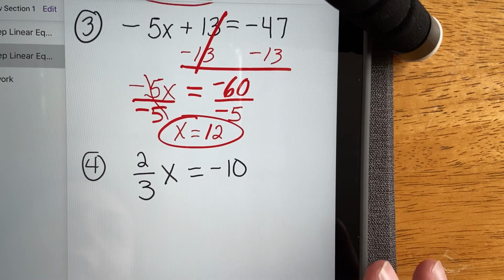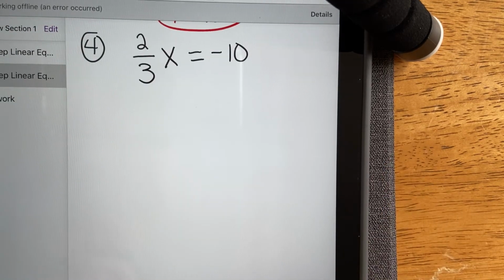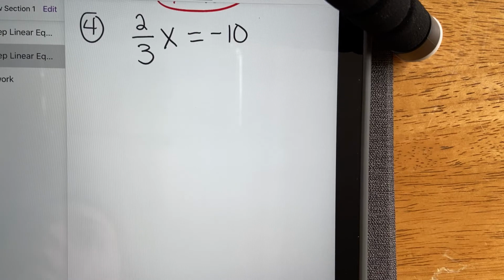And finally, this last example that I have prepared for you today is 2/3 x equals negative 10. This is not your traditional looking two-step equation. However, it is a two-step equation because it takes 2 steps to solve it. The first thing I like to do on this type of problem is get rid of that fraction. The way we get rid of fractions is we're going to multiply both sides by the denominator. The denominator is the number on the bottom of the fraction. So multiply both sides by 3.